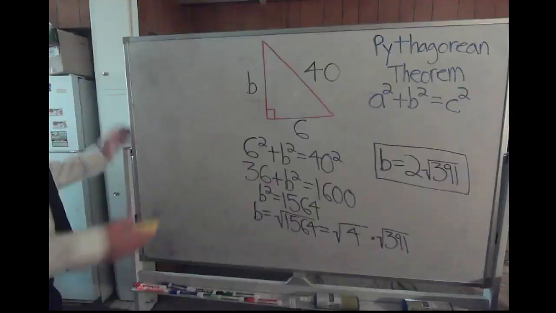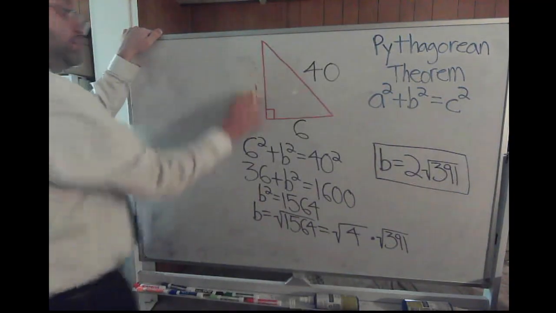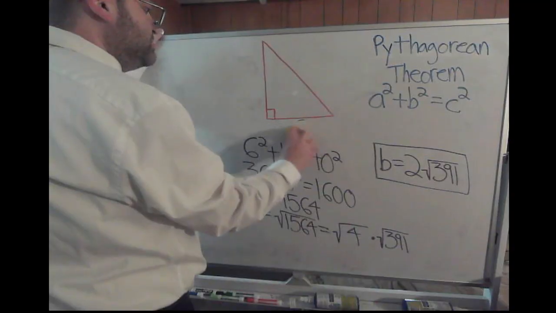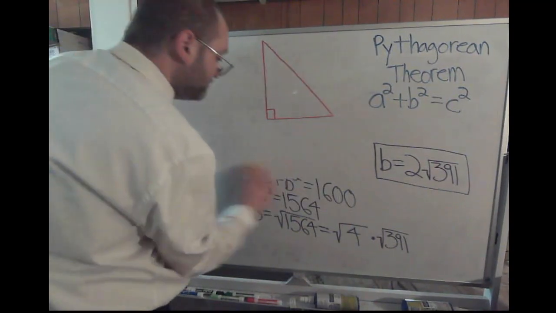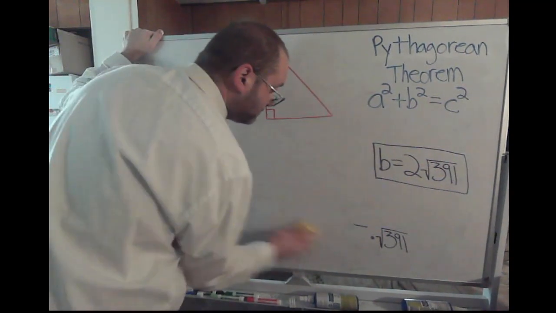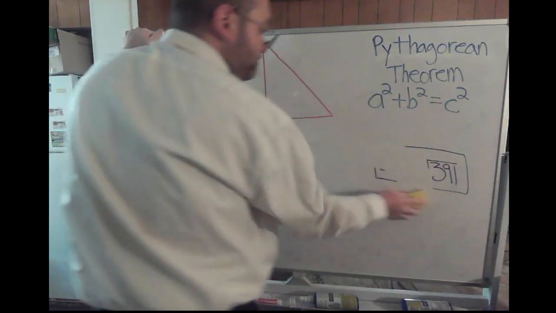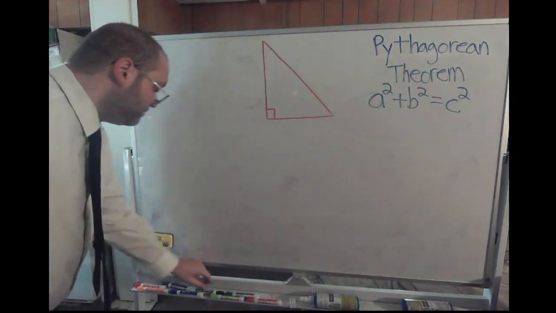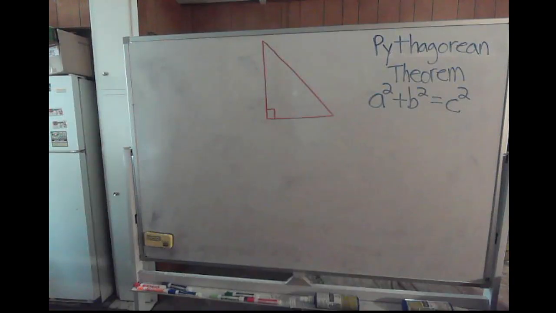So you can get some wild square roots when you're doing some of these problems. It is possible you'll get big square roots. You will see that from time to time.